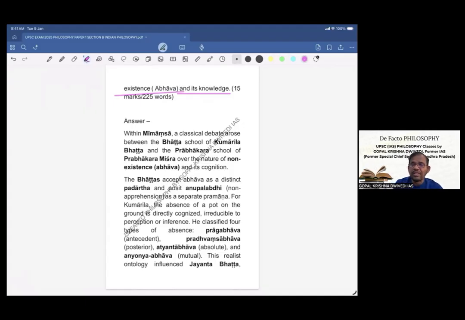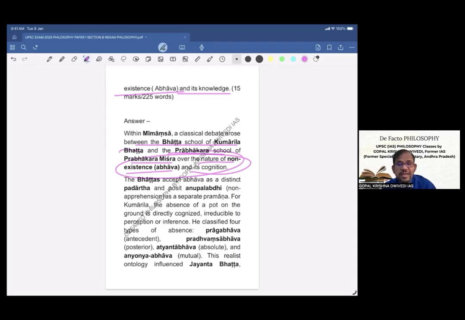And what are the views of the two sub-schools of Mimamsa school? So this is what has to be discussed. Discuss means you have to evaluate also, I mean critically comment also after giving some exposition. Within the Mimamsa, a classical debate arose between the Bhatta school of Kumarila Bhatta and the Prabhakara school of Prabhakara Mishra over the nature of non-existence and its cognition. So this is what has been asked.